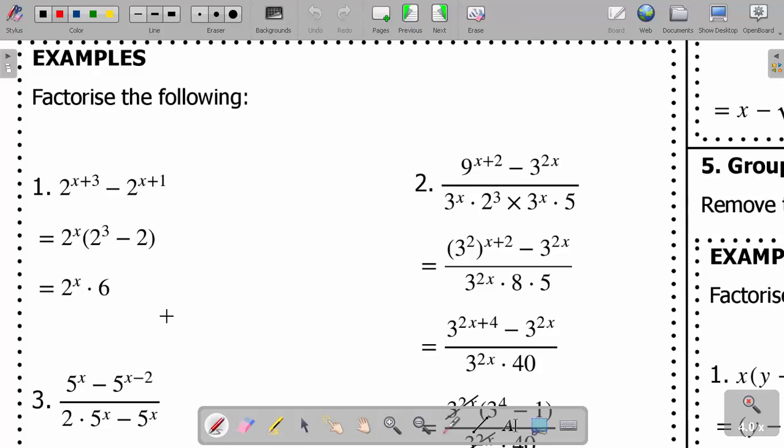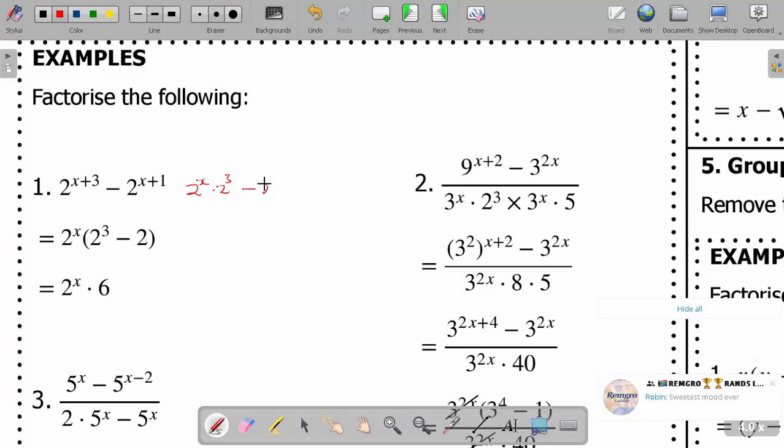So if you check here, guys, for this one, it is the same as writing it as 2 power x dot 2 to the power 3, minus 2 to the power x dot 2 to the power 1. As you can see, this 2 power x is common, it is common here, also common here, so I can factor it out like this. And when I factor it out, I'm left with 2 power 3, which is here, minus 2, which you see here. That's why I get my answer to be what? What is 8 minus 2? It is 6. Then multiplied by 2 power x. That's my final answer there.